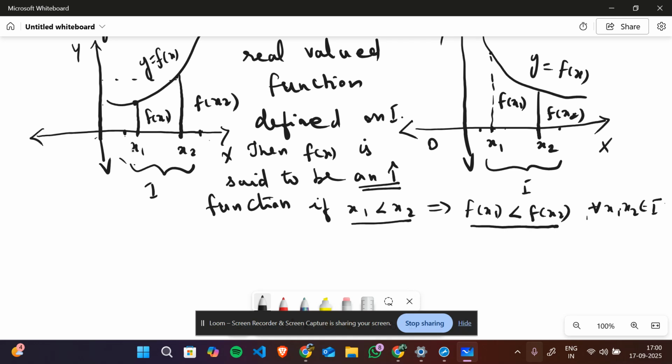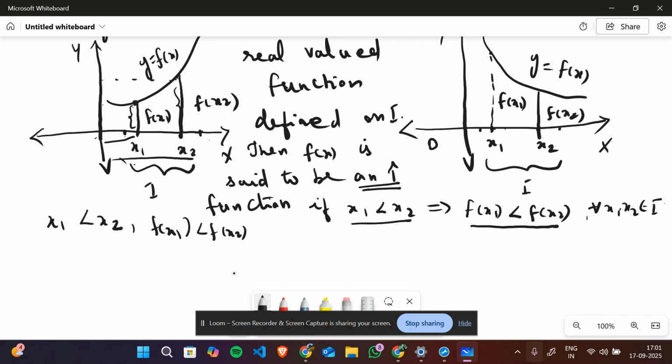Look at the first diagram here. From the diagram, we all know that x1 will be less than x2. Obviously, x1 is less than x2. Look at the values of f of x1 and f of x2. F of x1 is from here to here. F of x2 will be here to here. So obviously f of x1 is less than f of x2. So this curve is an example for an increasing function.